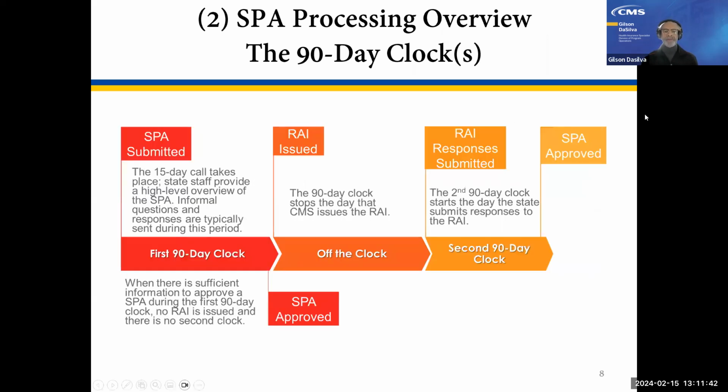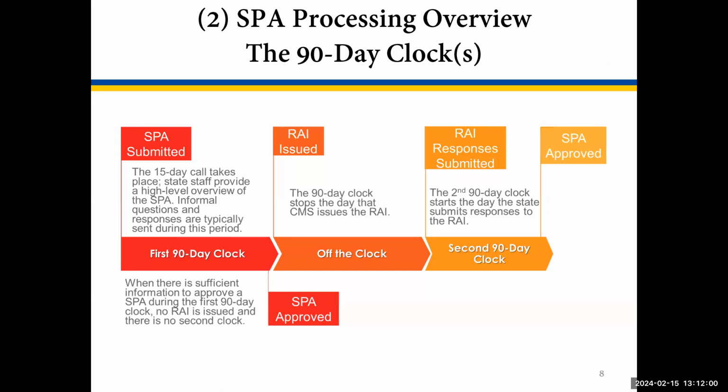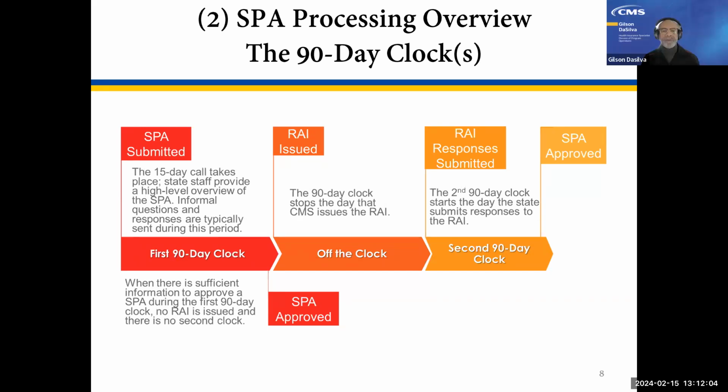And to give you a graphic demonstration of the progression of the 90-day clock, we would like to go over this slide. Once a state submits the SPA, the first 90-day clock begins. The 15-day call takes place if needed. If the state would like to request one, the state staff provide a high-level overview of the SPA and then informal questions and responses are typically sent during this period.